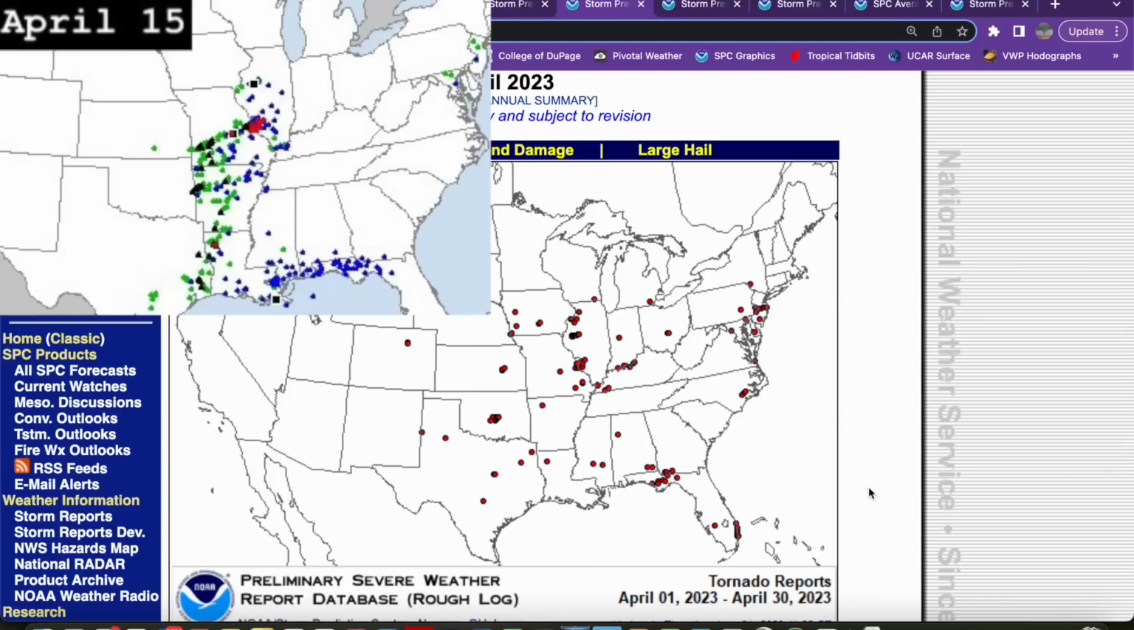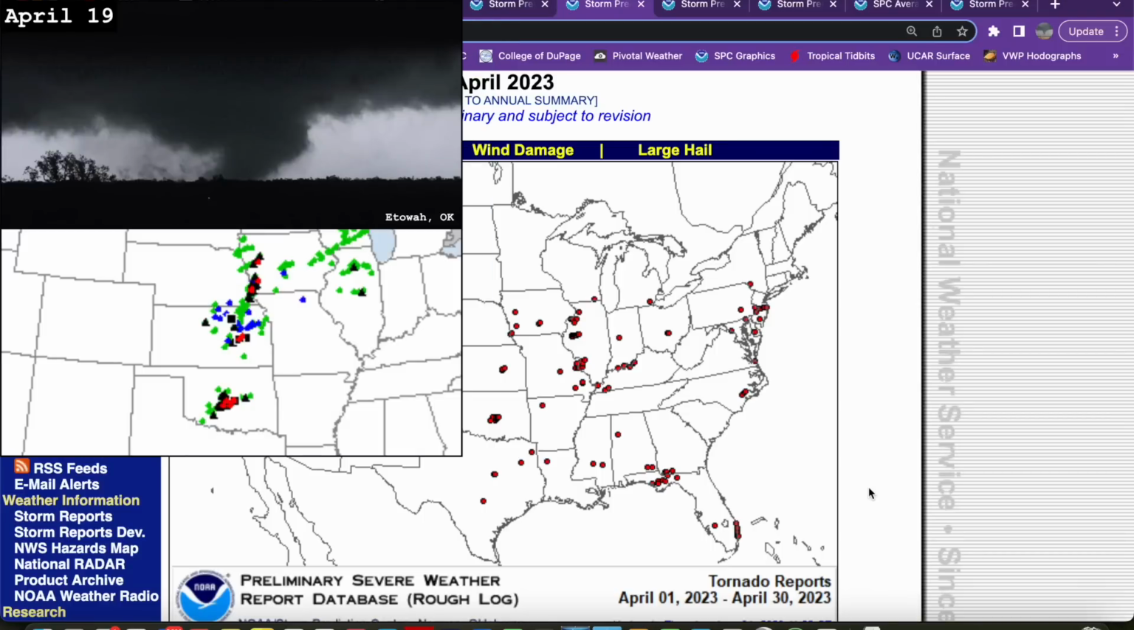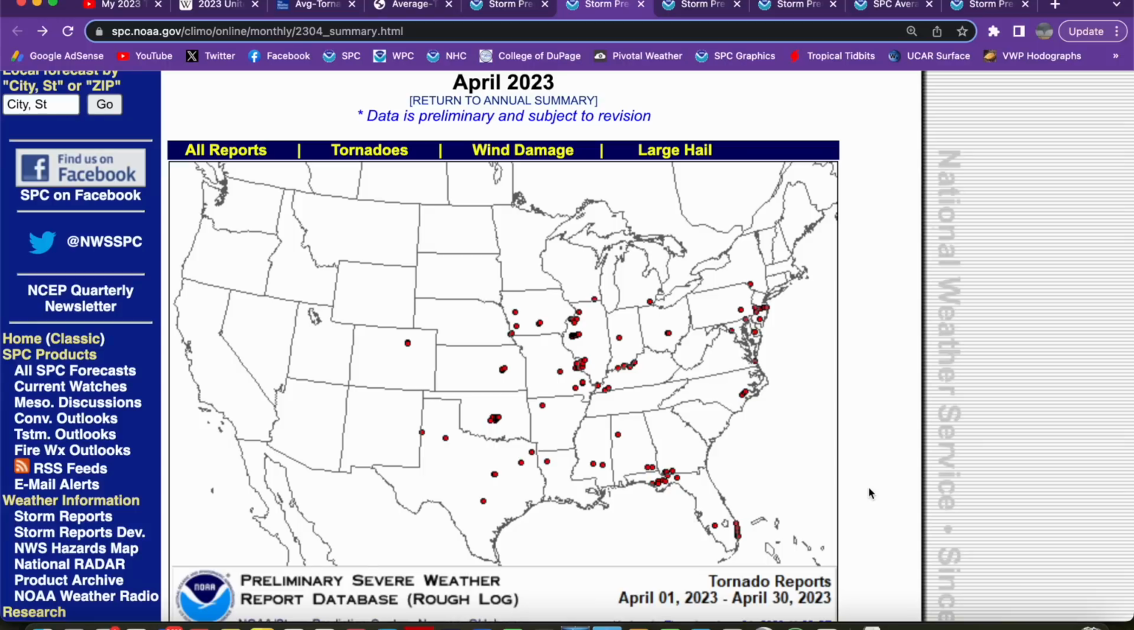April 15th, we had a cluster of tornado reports in eastern Missouri and southwest Illinois, as well as on April 19th, we had a localized outbreak near the Oklahoma City metro area, in which one cyclic supercell produced 18 different tornadoes, including an EF3 that did some damage in the town of Cole, Oklahoma, as well as other notable ones near Etowah and Shawnee. But other than that, a pretty sporadic month for tornadic activity.